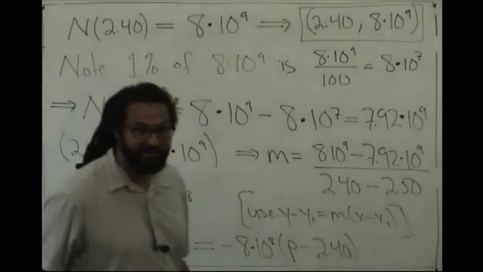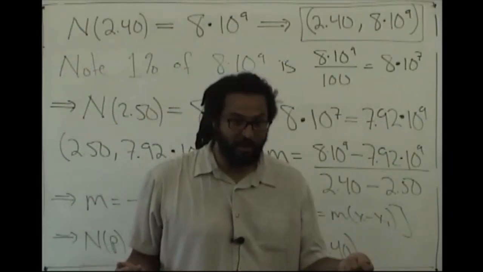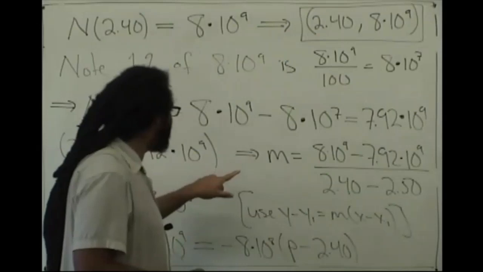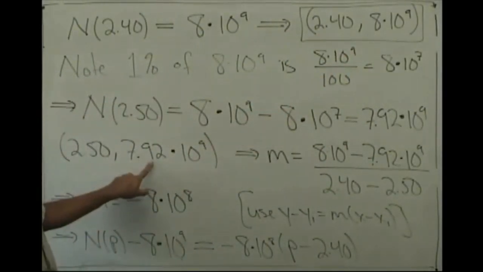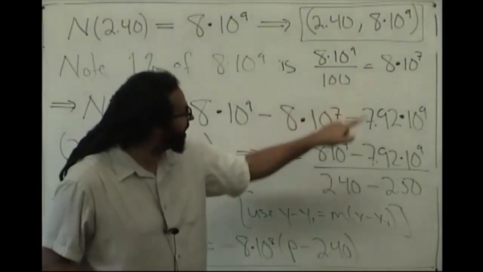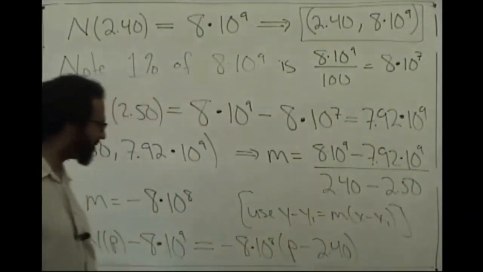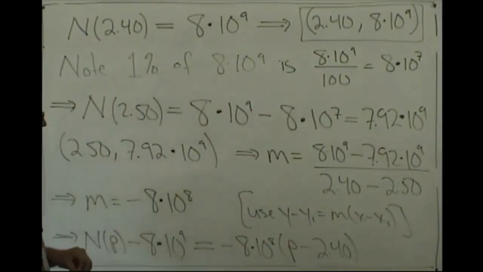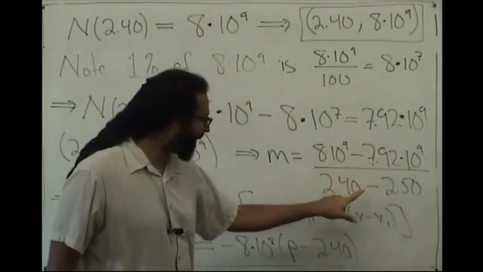So remember how to find the slope, right? All we need to find the linear function is a slope and a point. So it's the difference of the y's, so 8 billion minus 7.92 billion, over the difference of the x's, and make sure you keep them in order. So over 240 minus 250. And so if you like, you can work all this out on a calculator or do it by hand.